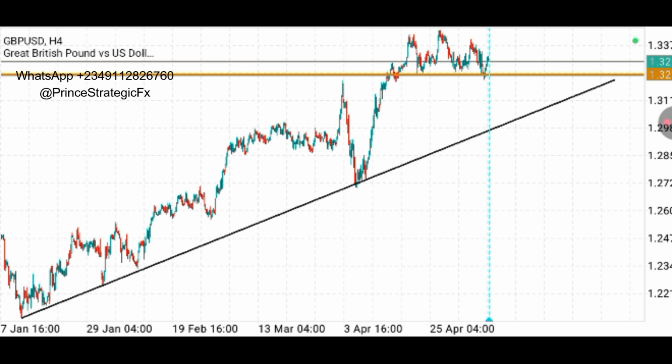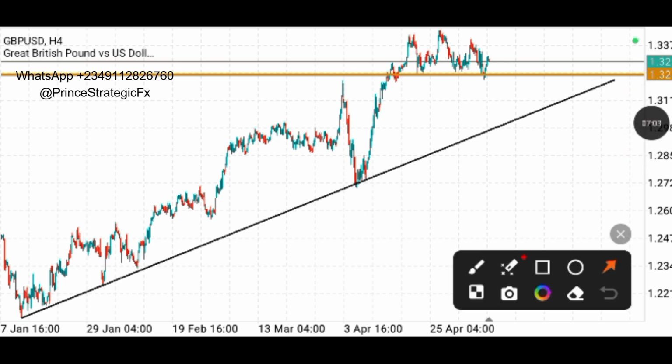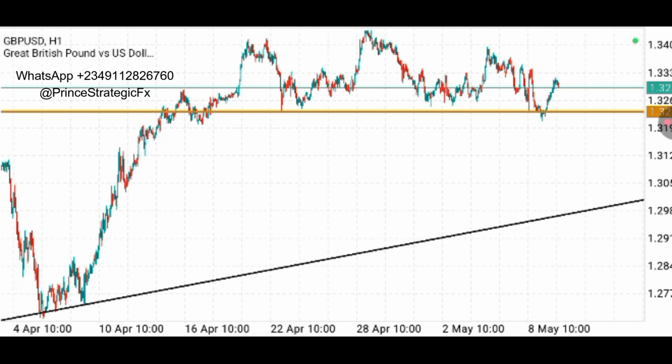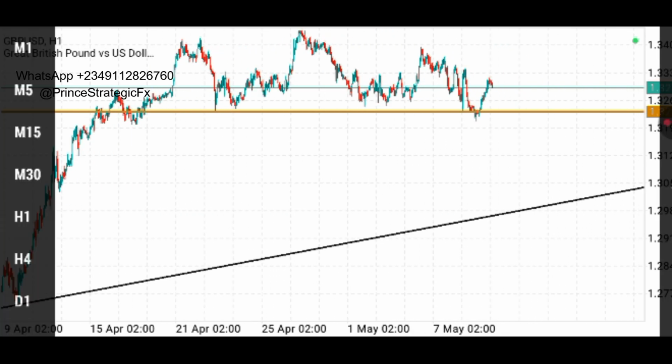Now we have a problem here. Just follow the steps, right? We have a problem here. And what is the problem that we have? The problem that we have is here. And how do we actually fix this problem? Very simple. We head over to H1 and we continue the same thing that we did. We'll fix it with a trend line.